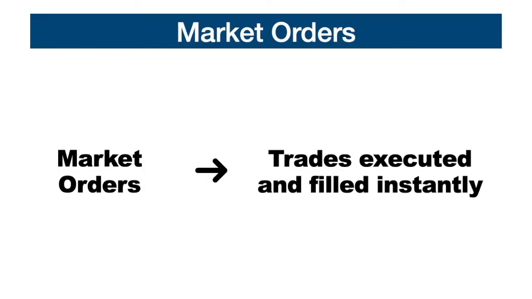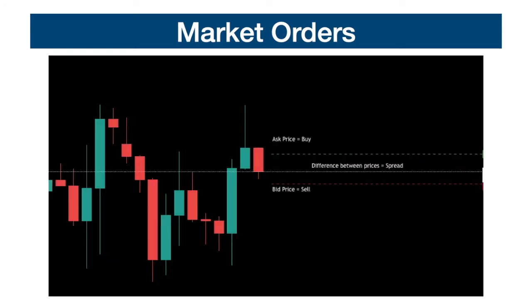Market orders are simply trades that are being executed instantly. Opening a market order means to buy and sell an asset at the current market price. The trade will be filled immediately, through the bid and the ask price. If you want to buy an asset, your order will be filled at the ask price, whilst if you want to sell an asset, your order will be filled at the bid price. The difference between these two numbers is the spread, also known as the broker's commission.